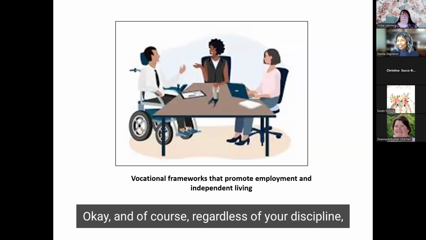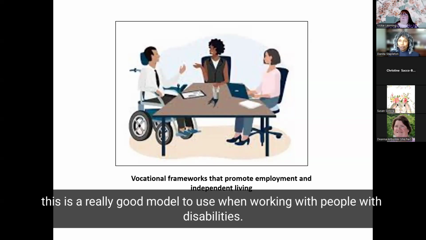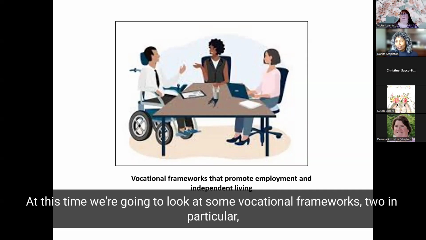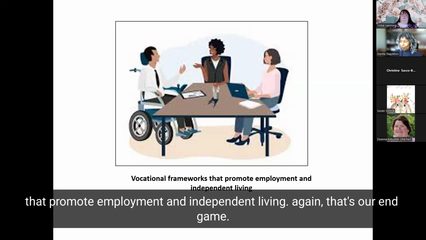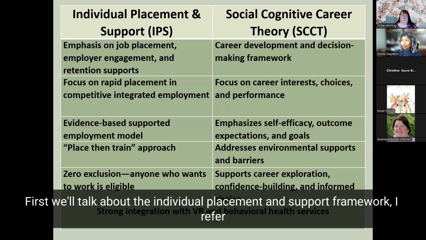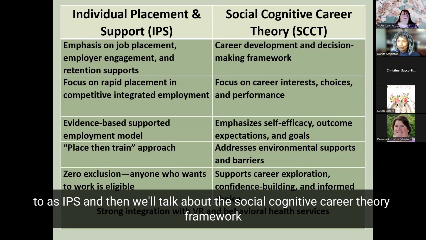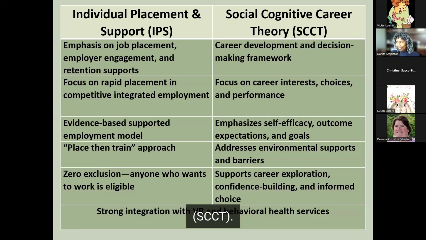Okay. And of course, regardless of your discipline, this is a really good model to use when working with people with disabilities. At this time, we're going to look at some vocational frameworks, two in particular, that promote employment and independent living. Again, that's our end game. First, we'll talk about the individual placement and support framework, referred to as IPS. And then we'll talk about the social cognitive career theory framework, SCCT.